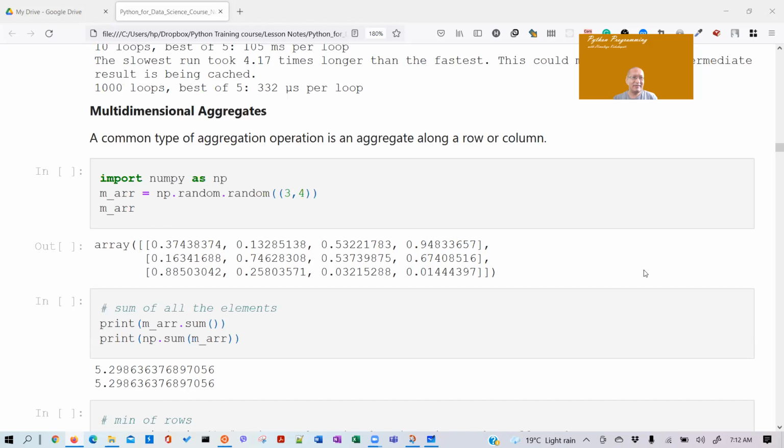All right, so let's see multi-dimensional aggregates. We saw aggregates in one dimension. I'll stop this session here. Please come.